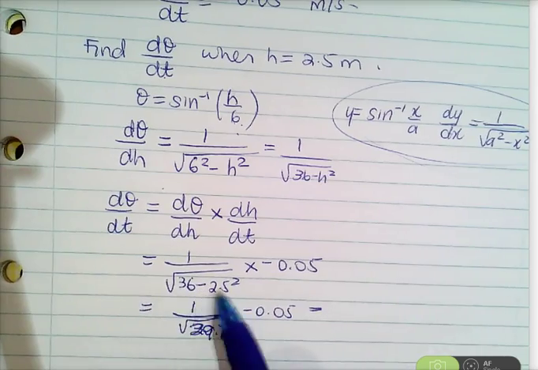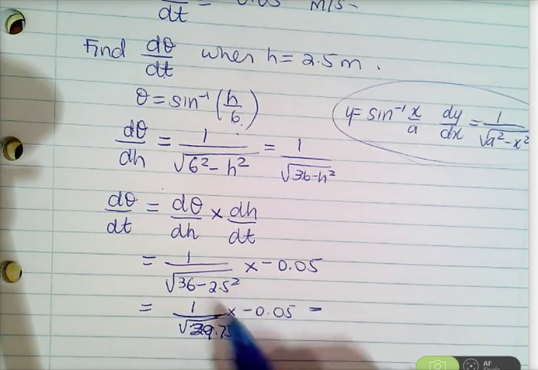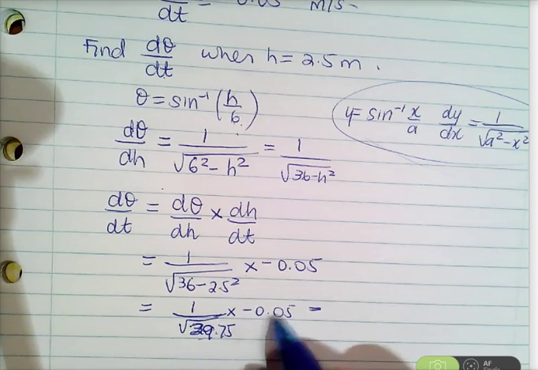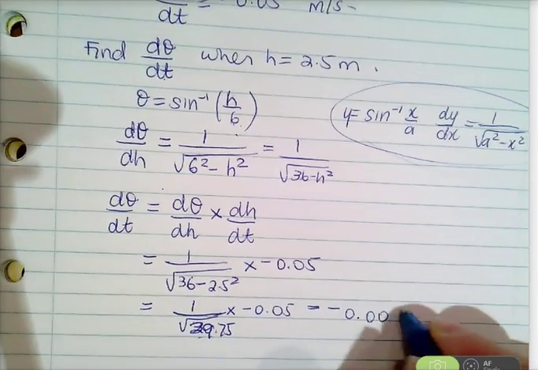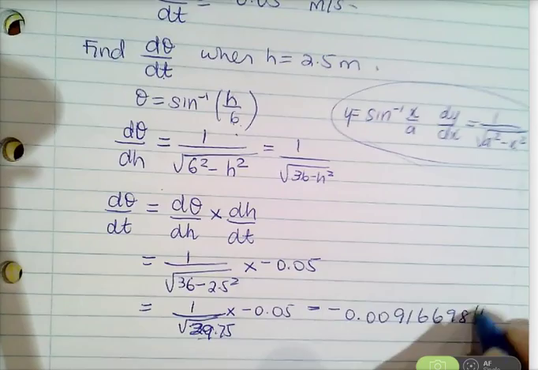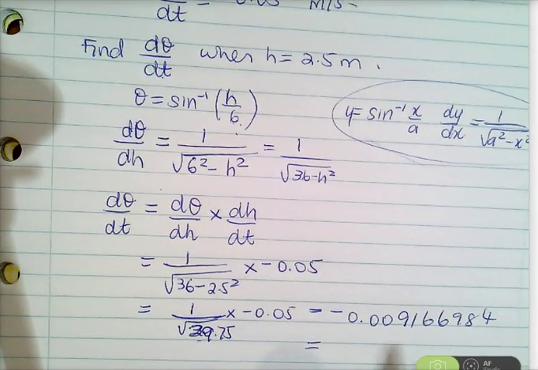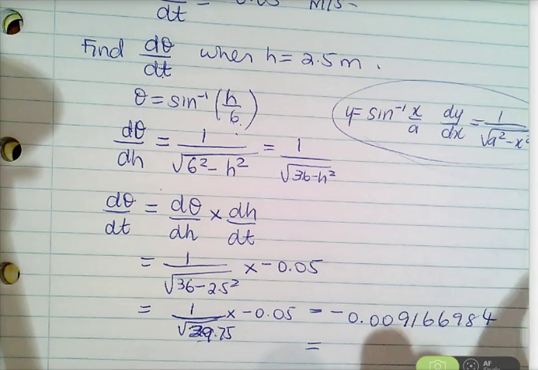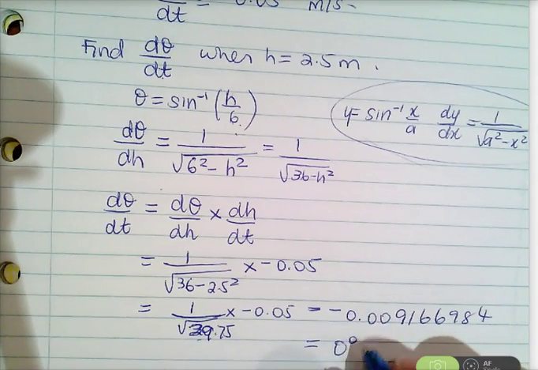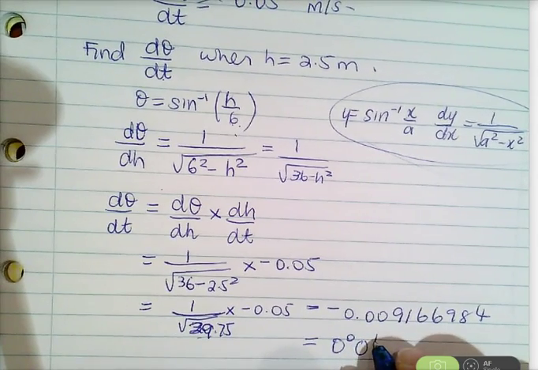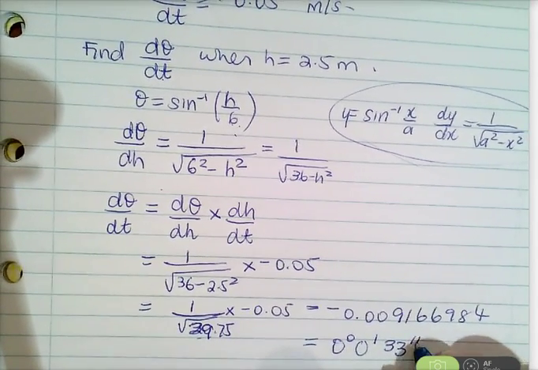Now here, 36 minus 2.5 squared is 29.75, so it's 1 over the square root of 29.75 times negative 0.05, and the answer you get is negative 0.009166984. Now we need to convert that into degrees and minutes. So we go on your calculator, shift DMS, and you get 0 degrees, 0 minutes, 33 seconds.